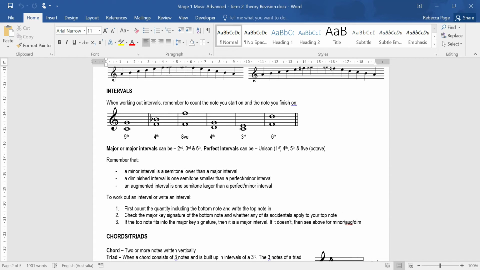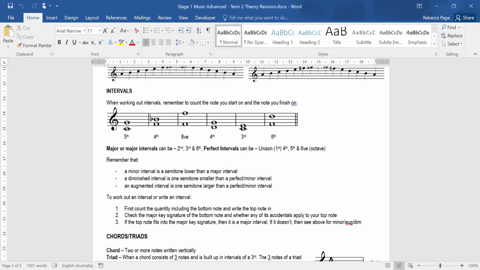This video is to explain intervals and how to work out the quantity, but more importantly, the quality. So I'm going to go through major, perfect and minor first, and that might be all you need to know for your exam. And then I'm also going to go through augmented and diminished intervals.